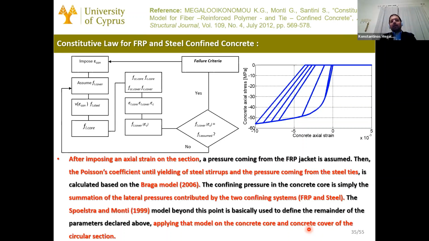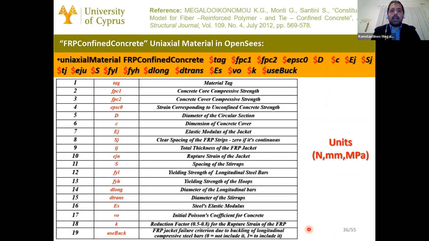Actually, the advantage of this model is the following. You don't have to apply two different constitutive laws for the fibers in the concrete core and the cover, since it takes into account the different confinement states in an average sense. It takes into account that the concrete core is confined by FRP and steel, and the cover is confined only by FRP. You apply the FRPConfinedConcrete, which is available for both Tcl and Python interpreters, in all the fibers of the circular section. So this is the command that is already available in OpenSees. It demands 19 parameters.